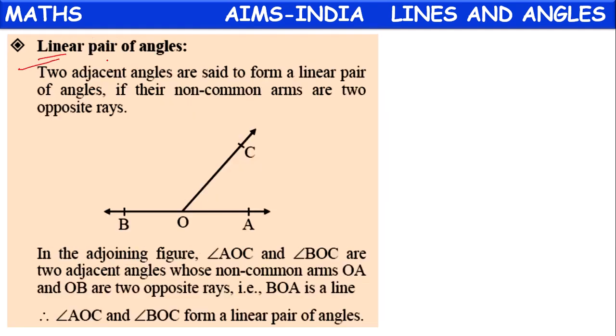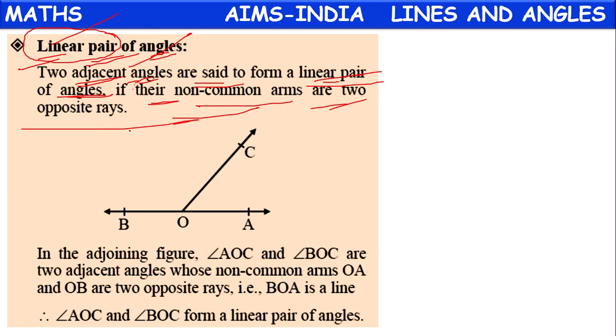Next, children, linear pair of angles. Linear pair of angles also belong to the category of adjacent angles, but they have one more special feature, and that's why they are called a linear pair. Two adjacent angles are said to form a linear pair of angles if their non-common arms are two opposite rays.